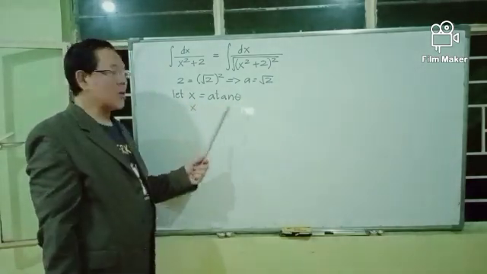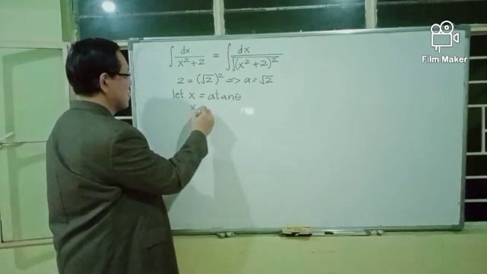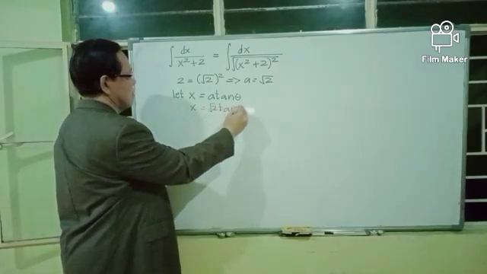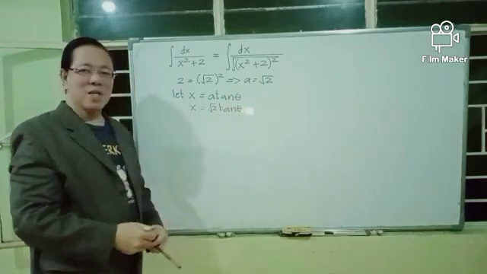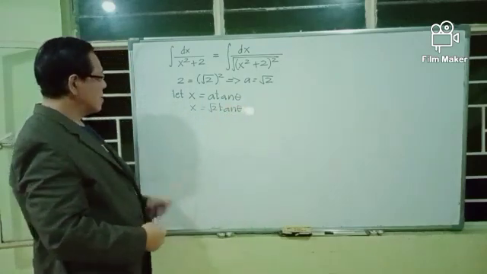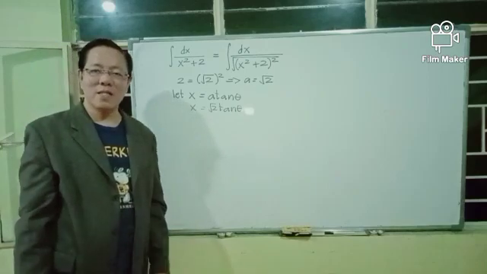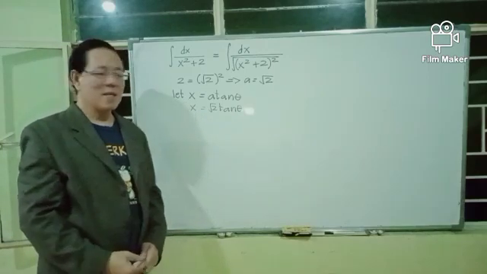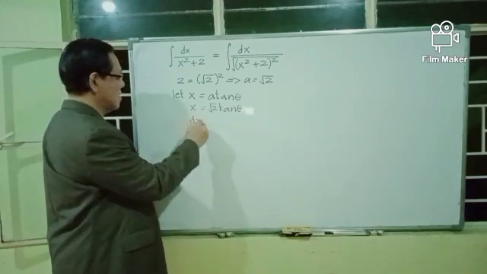Where a is equal to square root of 2. Now we differentiate both sides. Derivative of x with respect to x is 1, multiply it by dx, we get dx.